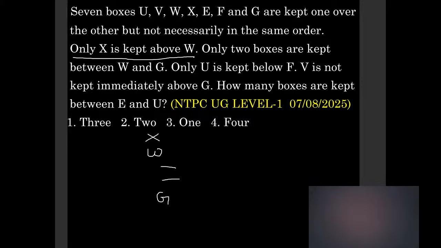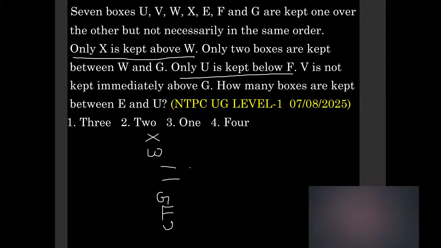only U is kept below F. So that means below F only U should be. So I'm taking F here. Below F only U should be. So that's why U is the first one when taken from the bottom order.